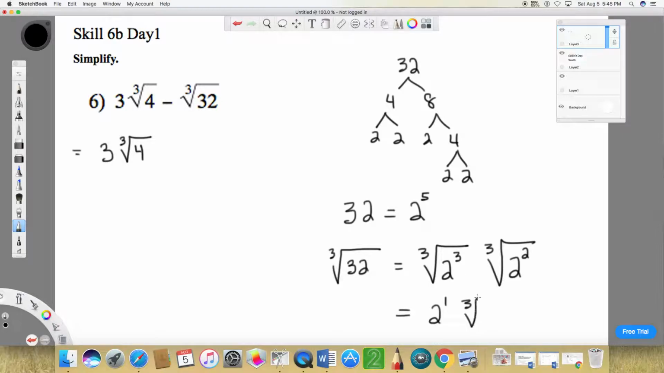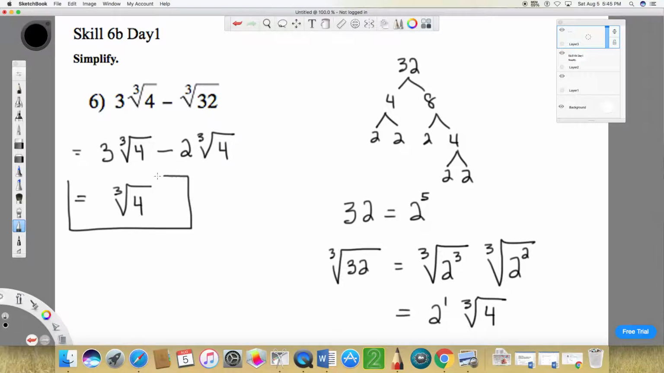And the second factor, 2 squared is 4, we can't simplify that. So over here, we're subtracting 2 times the cube root of 4. So we notice that these are like terms. We have 3 of these minus 2 of those for just one of these cube root of 4. And if you want to put a coefficient of 1 there, that's fine. I usually don't. All right, so there's my final answer for number 6.